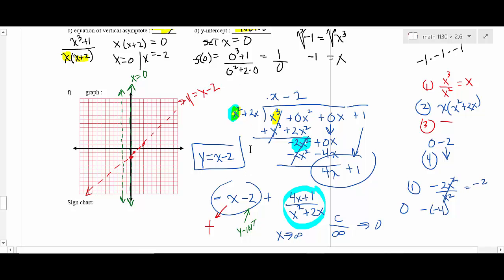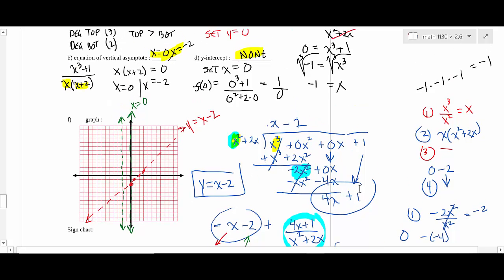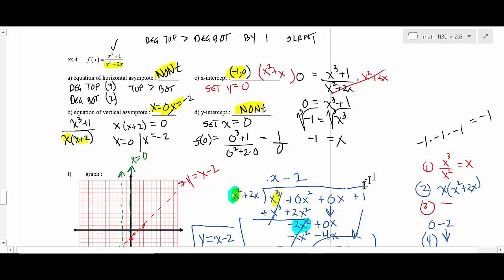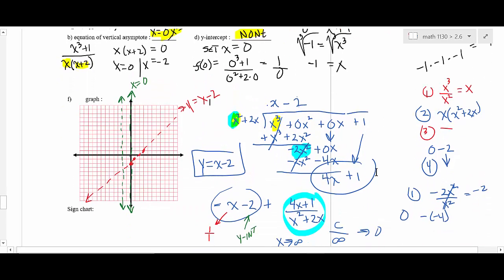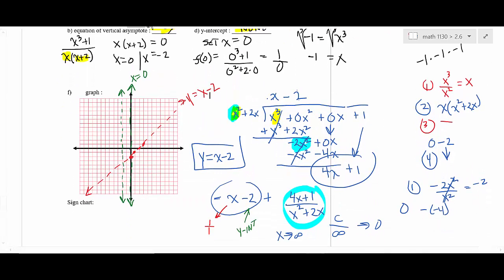Yes? Wasn't our point -1, 0, not 0, -1? Which point are you talking about? The red line, you started at x minus 2. Now, this is your slant asymptote right there. That's an asymptote. It's not a part of the function, but it'll tell you how the function behaves when you go to infinity. That's the idea, okay?